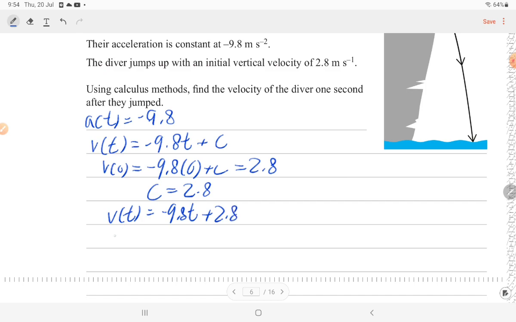Using calculus methods, find the velocity of the diver 1 second after they jump. So v of 1 is negative 9.8 times 1 plus 2.8, which is equal to negative 7 meters per second.